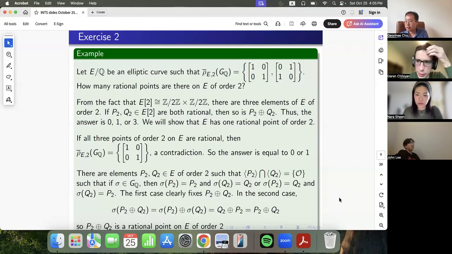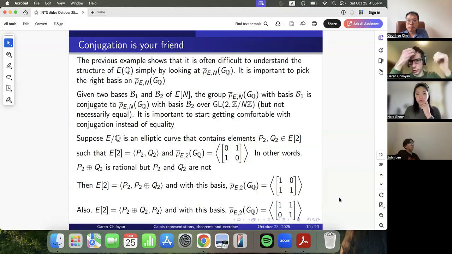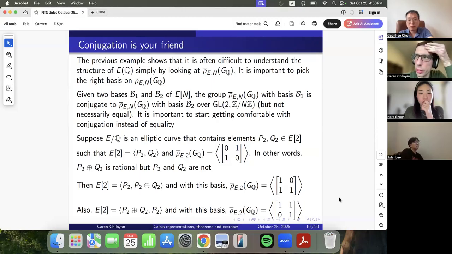I will conclude with the next slide. This is for those who want to do research. Sometimes equality is too convenient of a property to have. It's best to work with conjugation. For example, if you are working with a vector space, you have a basis. It might not give you a nice form of the matrix that you want to have. But if you are allowed to use conjugation, then it's much simpler to do proofs.